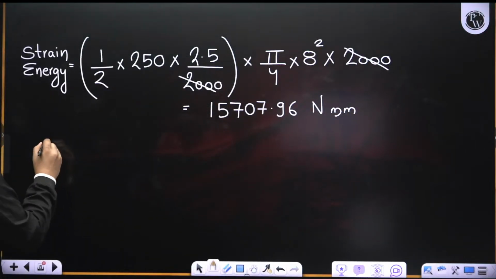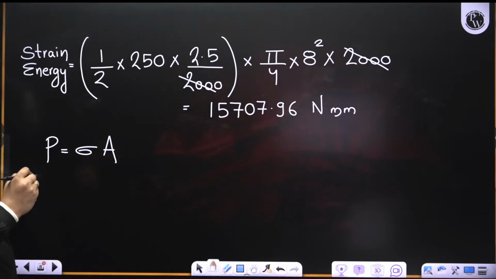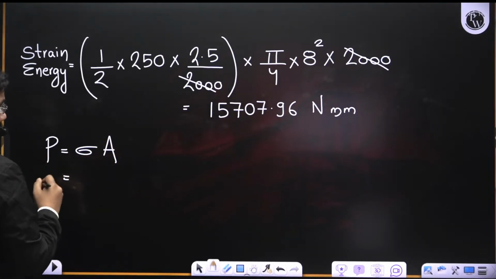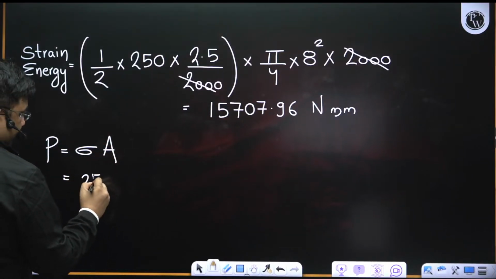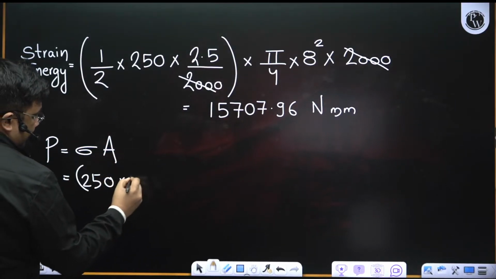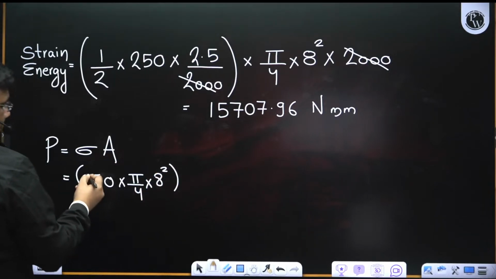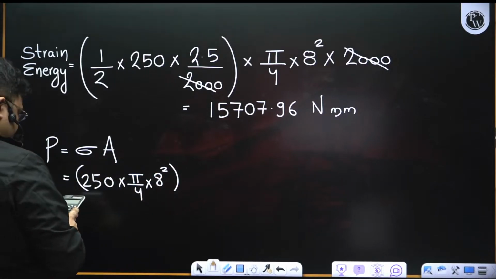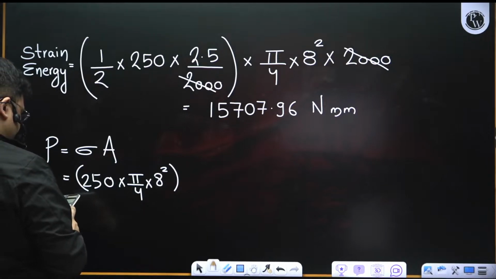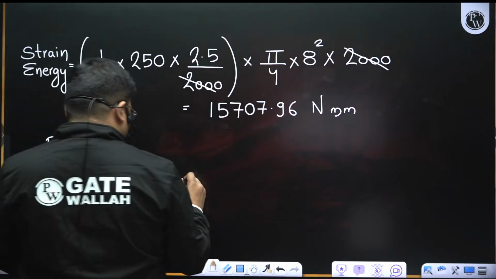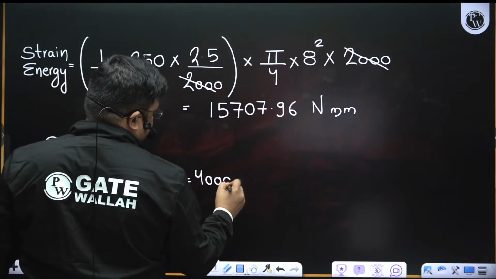Or we can find it in this way also. See, what will be the load? Load will be the stress into area, right? Stress is the yield stress, because corresponding to that point the stress will be yield stress. So 250 into pi by 4 d square, and this is Newton per mm square, this is mm square. So we'll get a value of around 4000 pi, suppose I express it in pi.